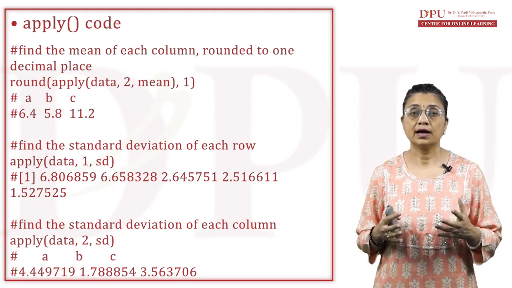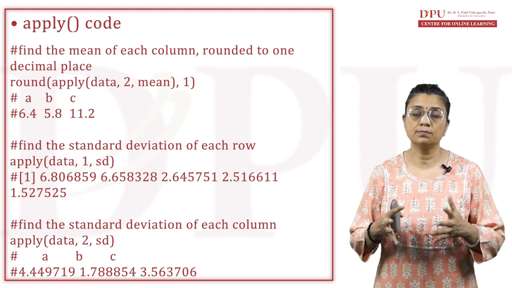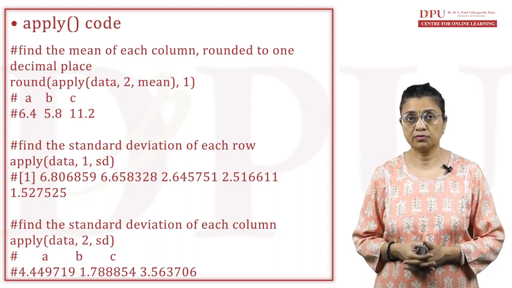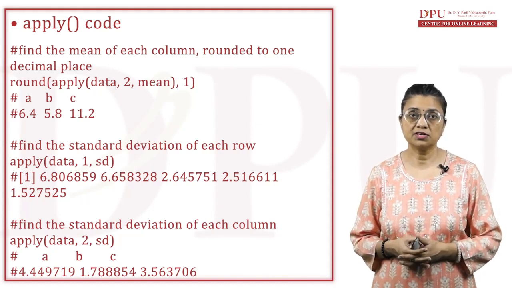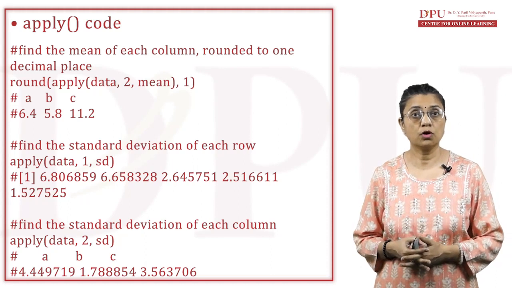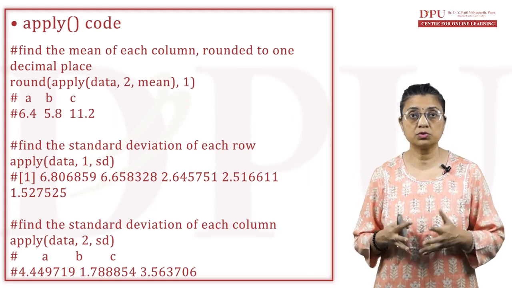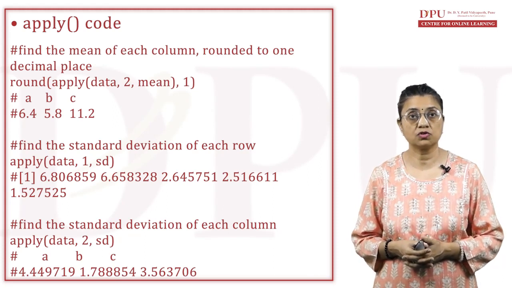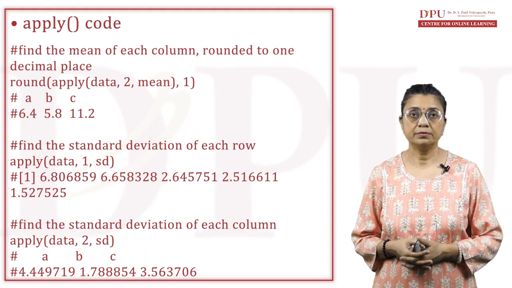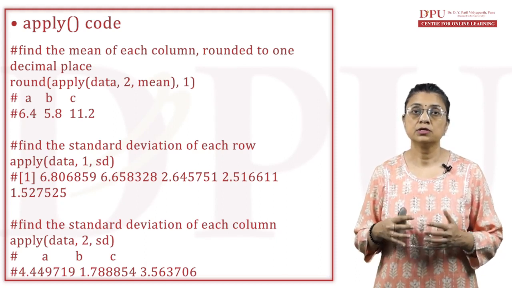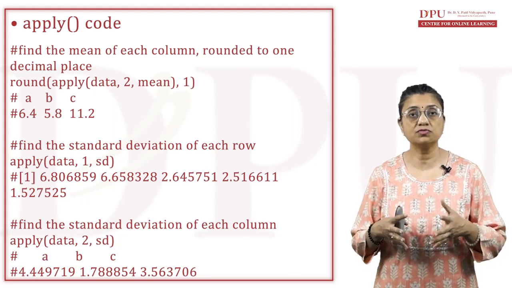And then we have one more standard deviation example for columns, which is the last example, where we find out the standard deviation of each column. So we apply the function data comma 2 comma standard deviation. Data is our data. 2 denotes that we are finding out the standard deviation of the column, and SD is our fun element which we are passing in the apply function. So basically fun is mainly the function, what function we are applying.